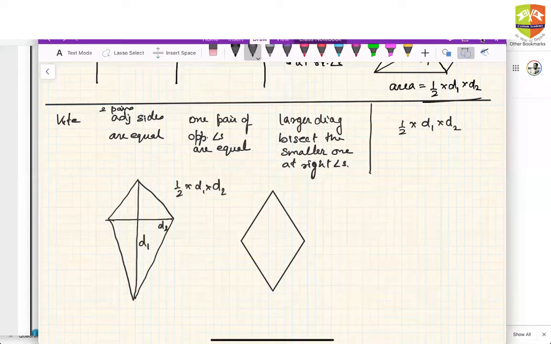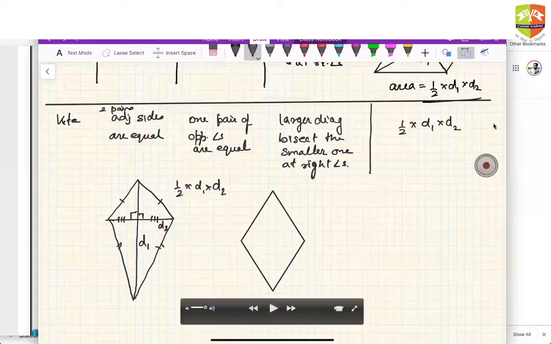Now this is a right angle. This side is equal to this side, and this side is equal to this side. And this side gets bisected, so the longer diagonal is bisecting the other one. Okay, so these are a few of them. Sir, can you go up? Okay, I'll definitely go up. So I hope you know now.